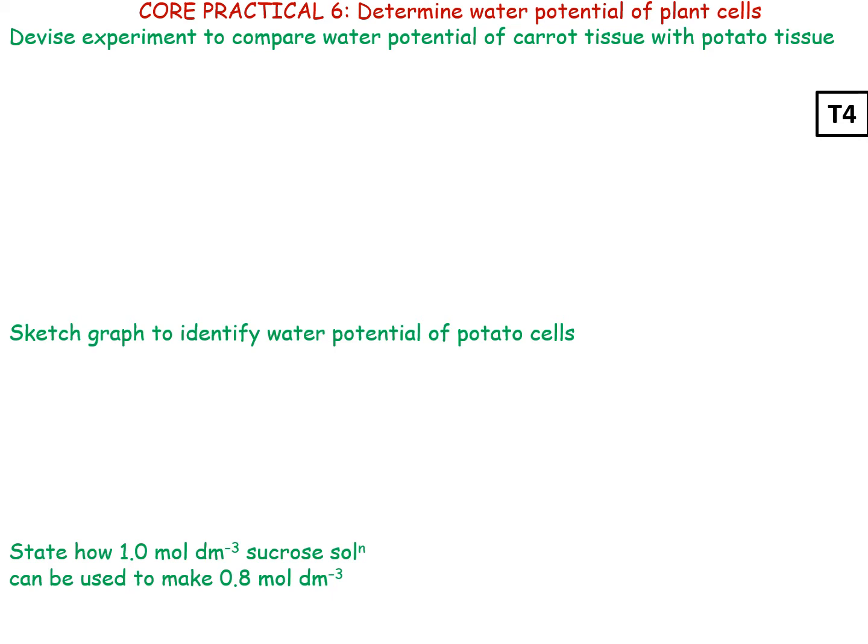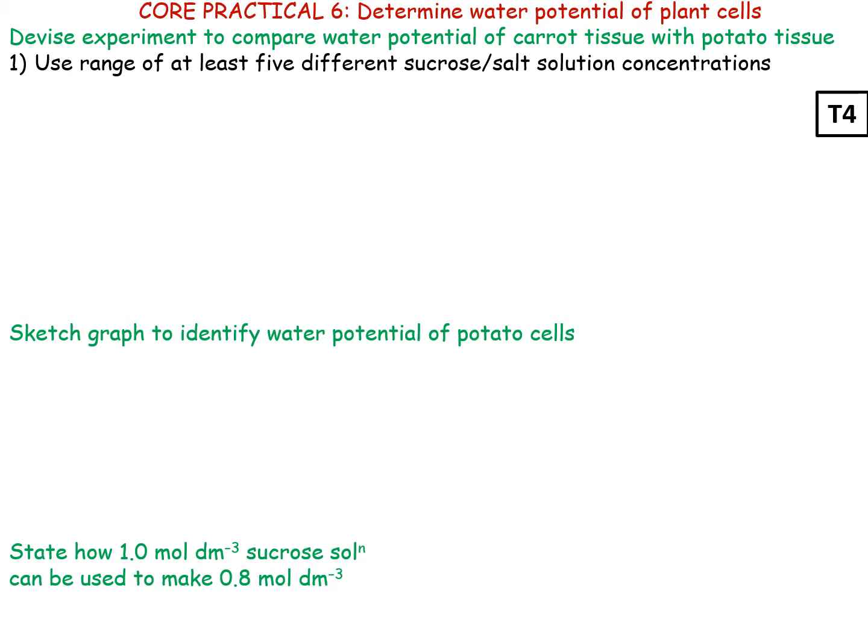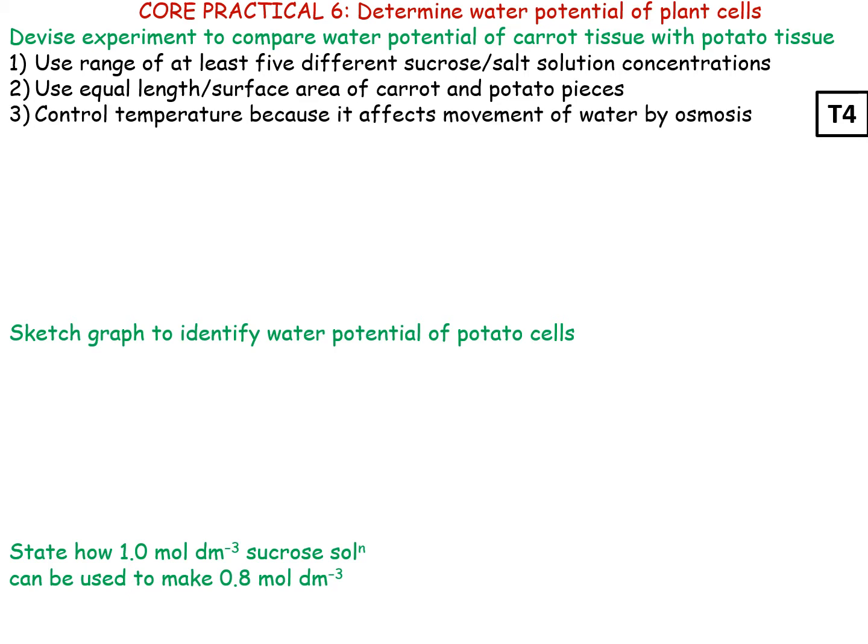Core Practical 6, determine water potential of plant cells. So to devise an experiment to compare water potential of carrot and potato tissue, clearly we used a range of at least 5 different sucrose or salt concentrations. We had equal surface area of the carrot and potato pieces. That is a control variable.